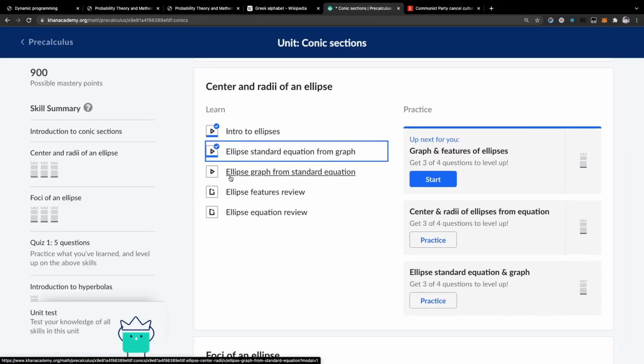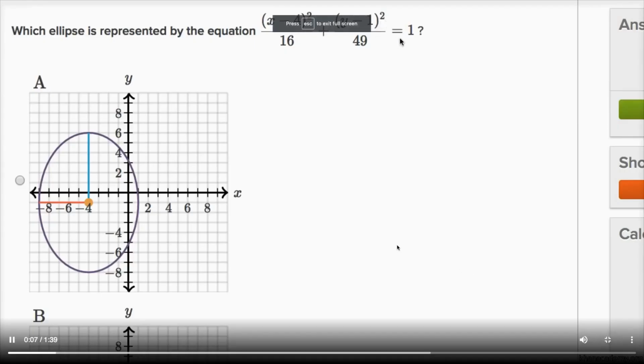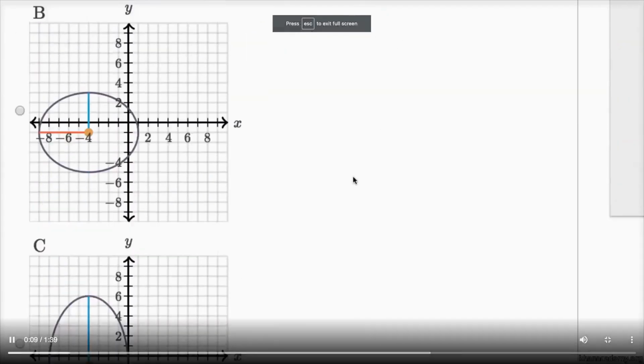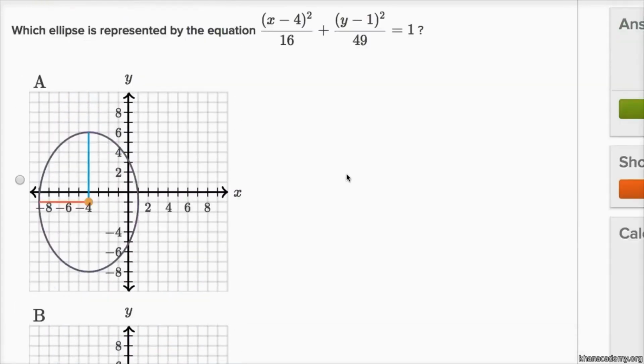Ellipse graph from standard equation. Which ellipse is represented by the equation x minus 4 squared over 16 plus y minus 1 squared over 49 is equal to 1? And we're given 4 choices here. So let's just think about what's going on here. So the center of the ellipse is going to be 4, 1.